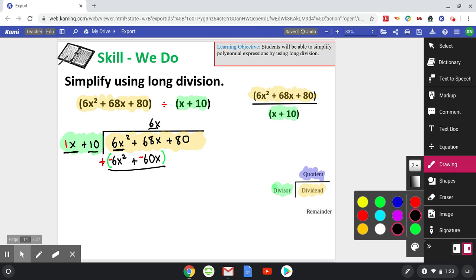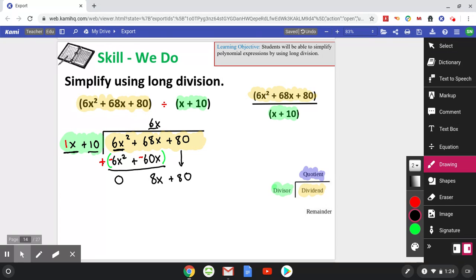Now all we have to do is subtract. I will be starting with this column. 6x squared minus 6x squared is 0. Followed by the next column. 68x minus 60x would give me 8x. At this point, we will be using the same steps that we use whenever we use the old division form. We will bring down the 80, so plus 80.